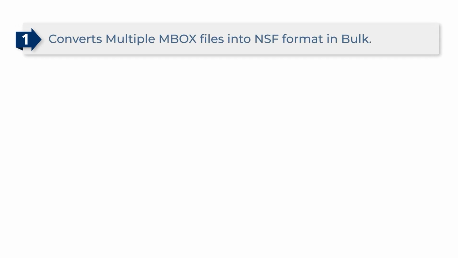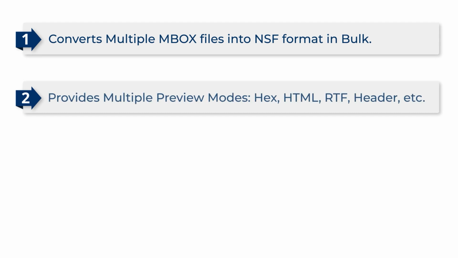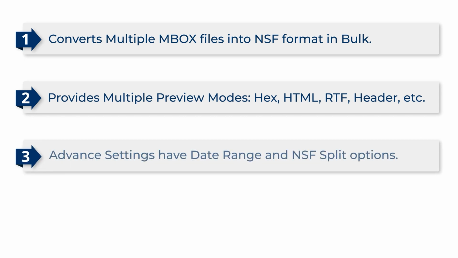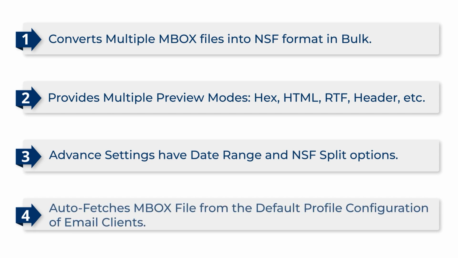Key features of the software. MBOX to NSF Converter tool converts multiple MBOX files into NSF format in bulk. The software provides multiple preview modes: hex, HTML, RTF, header, etc. MBOX to NSF software has advanced settings, have date range and NSF split options. Auto fetches MBOX file from the default profile configuration of email clients.